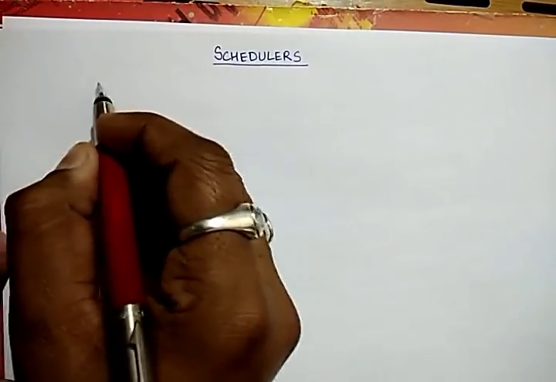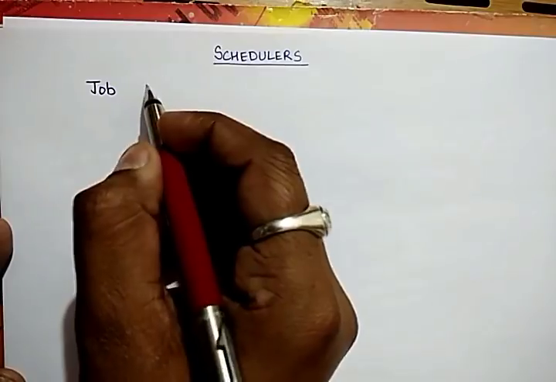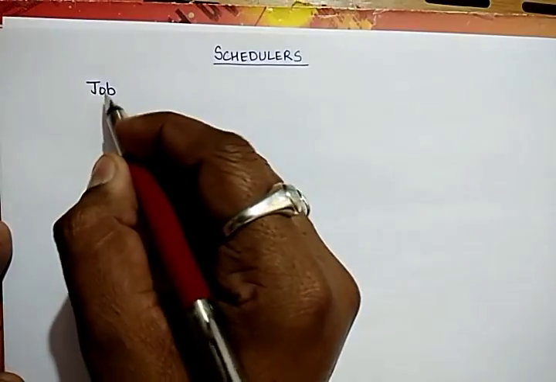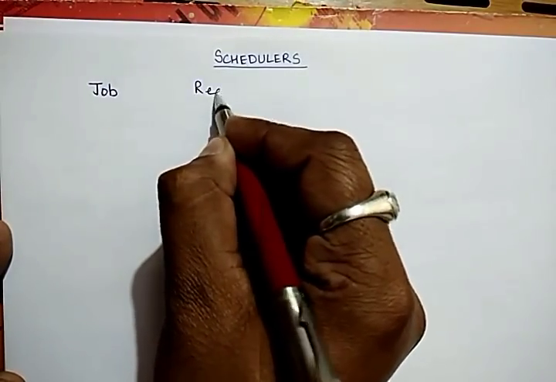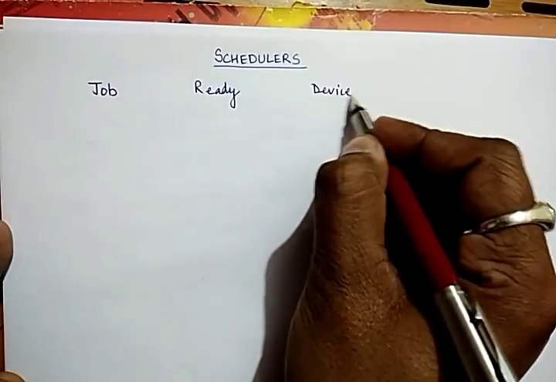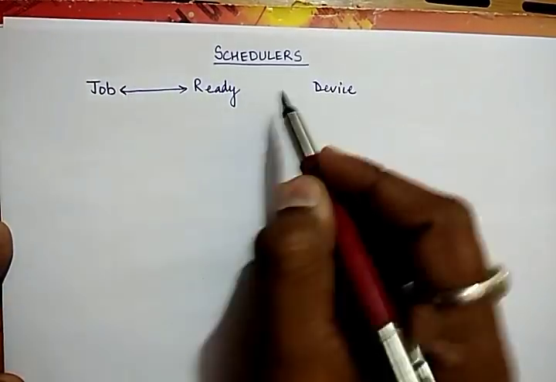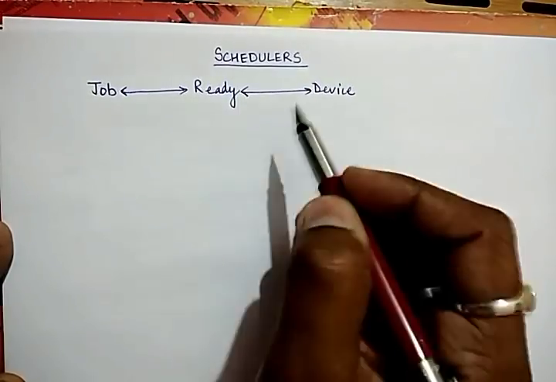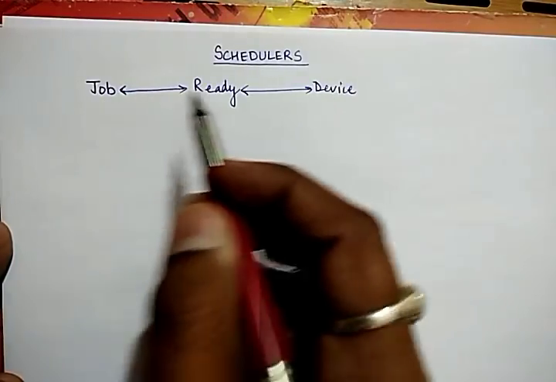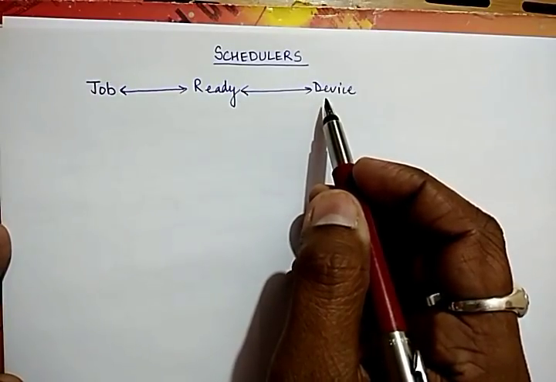So we know that the operating system maintains three types of queues for the scheduling of a process. The first queue is the job queue, the second is called the ready queue, and the third is called the device queue. So we can say that during execution a process migrates between these three queues: initially it is in the job queue, then it enters the ready queue, and then if it needs an IO device, it enters the device queue.